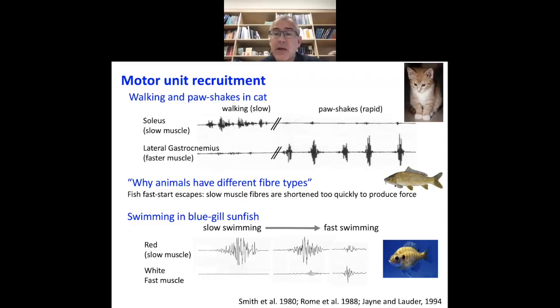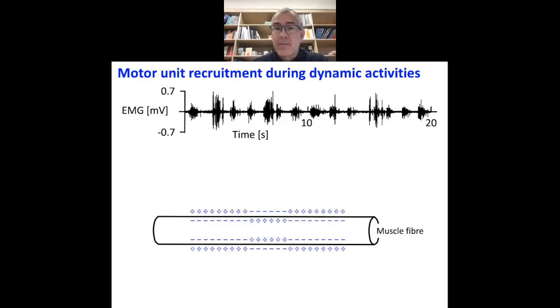And at fast swimming speeds, you get more fast muscle activated, but you start to see the slow muscles being turned off. Again, it looks like the animal has a preference for using the faster fibers for the faster speeds. So mechanically, it certainly seems that animals have got this right. What can we do for analyzing people?